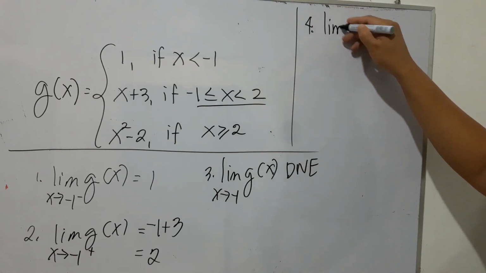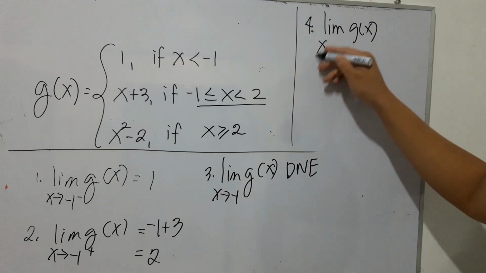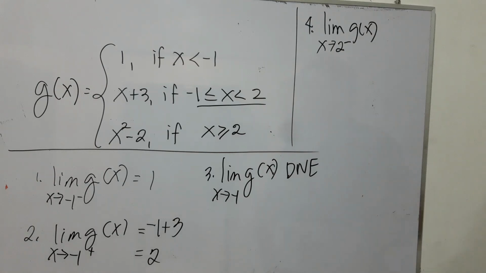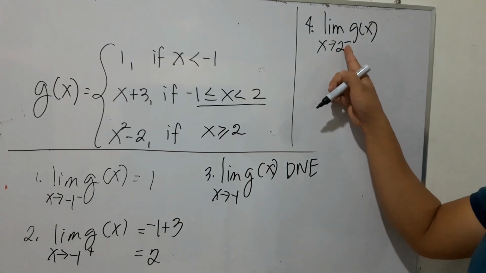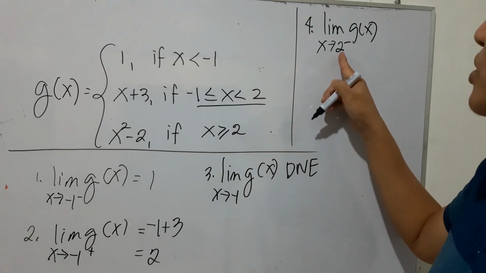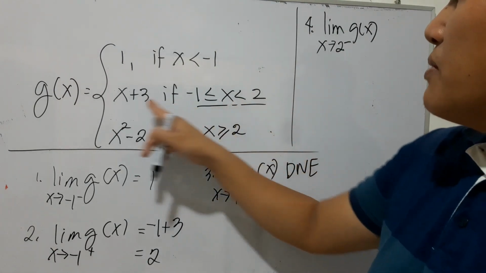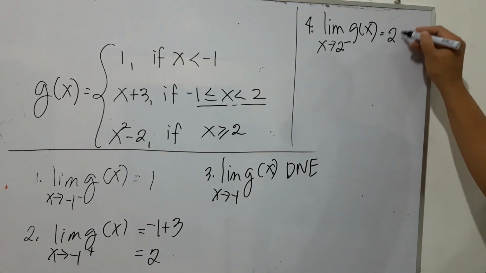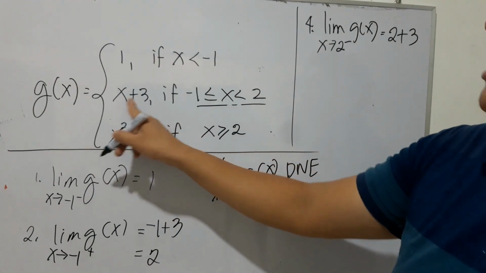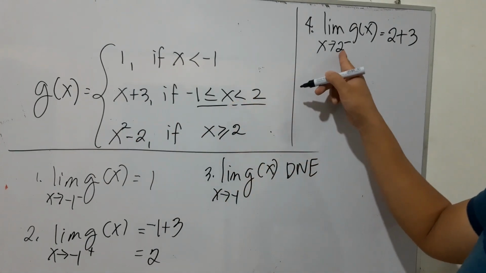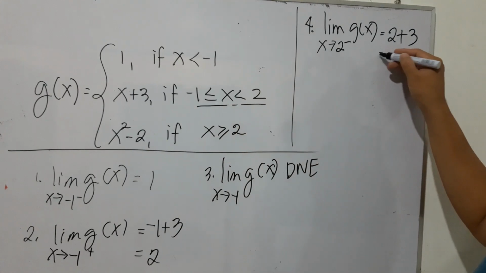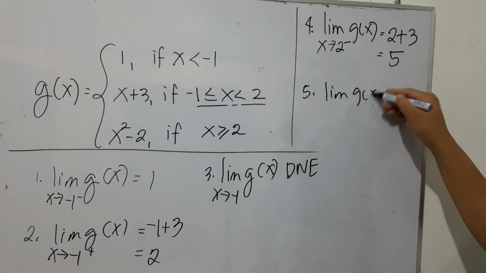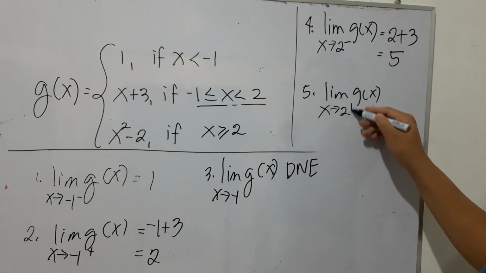How about the limit of g of x as x approaches 2 from the left? Values from the left of 2 are less than 2. So less than 2 are here, so we have to substitute here. That is 2 plus 3 for x plus 3. Since x approaches 2 from the left, replace x with 2. So 5. Now the limit of g of x as x approaches 2 from the right.